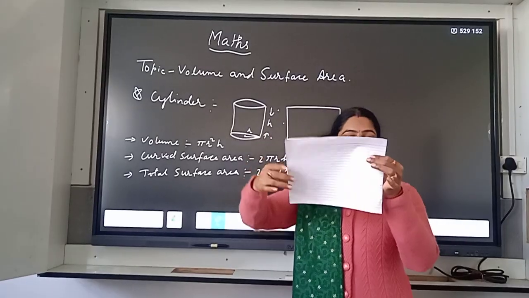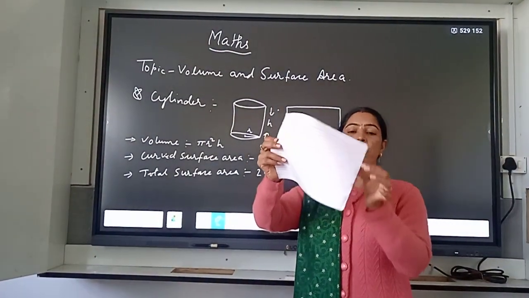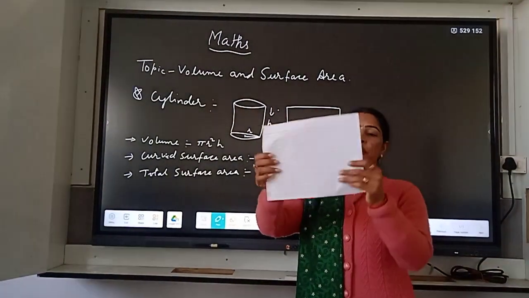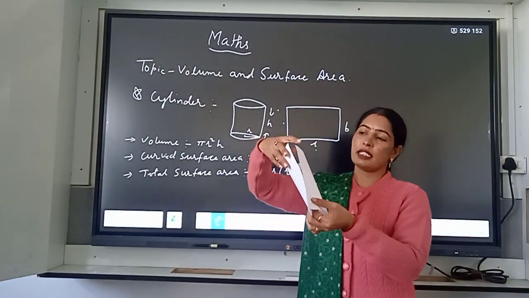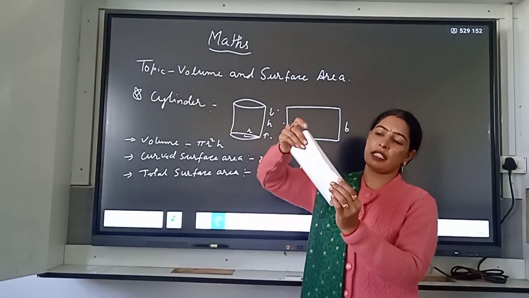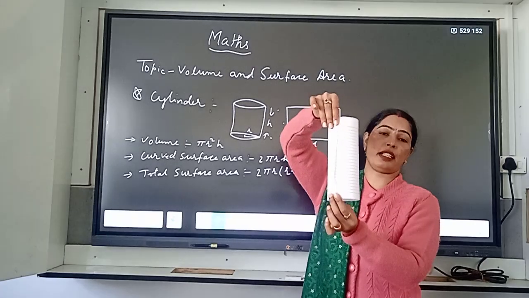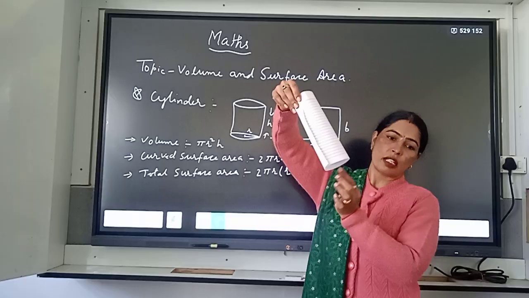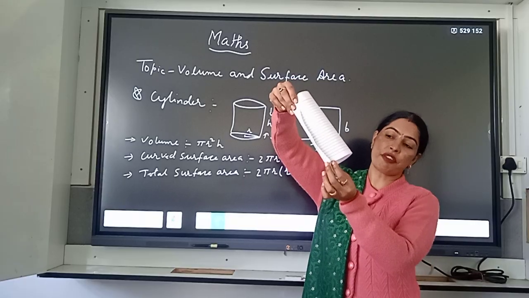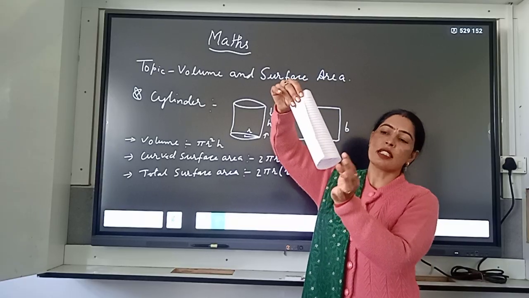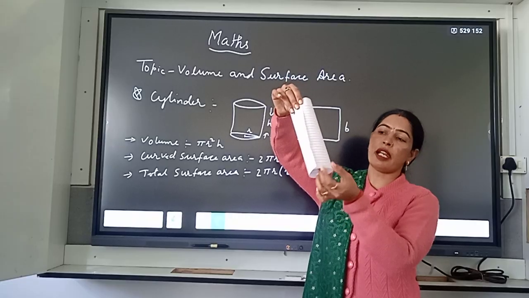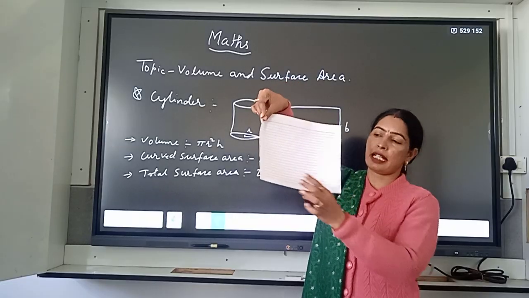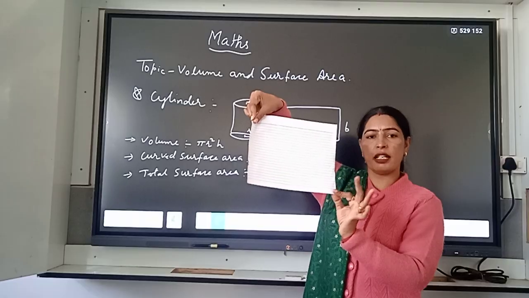I will show you by the help of this. This is the paper and this is the length and this is breadth. If I fold it, in what kind of shape do we get it? That is cylinder. Okay, and that length is the circumference of this circle. And if we open it, that is the length and this is the breadth.